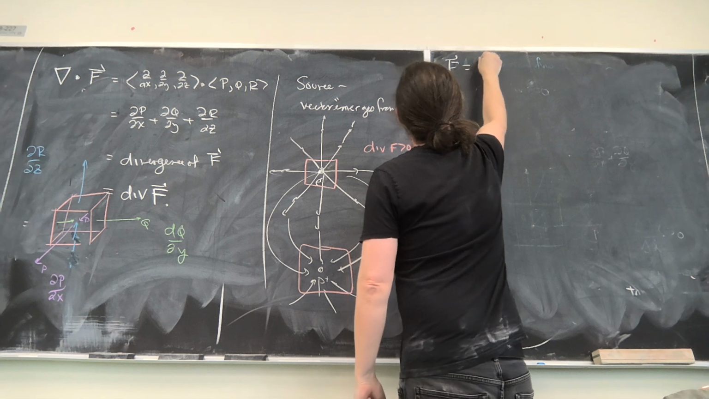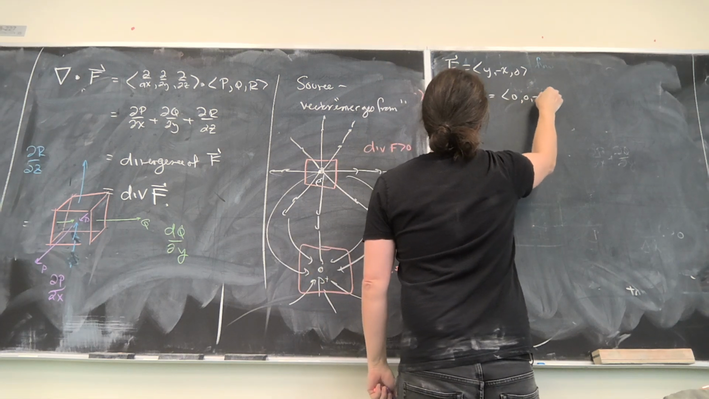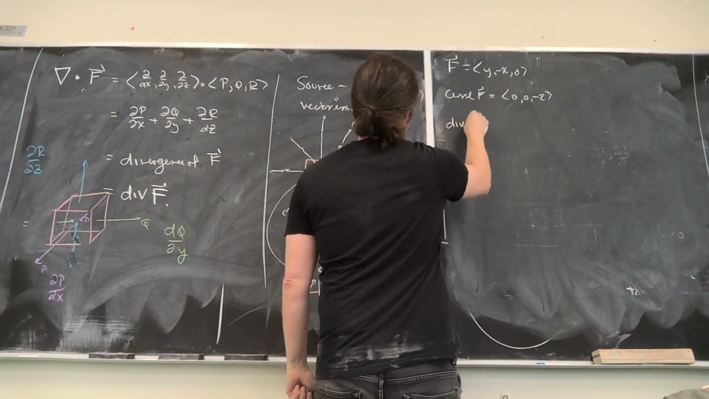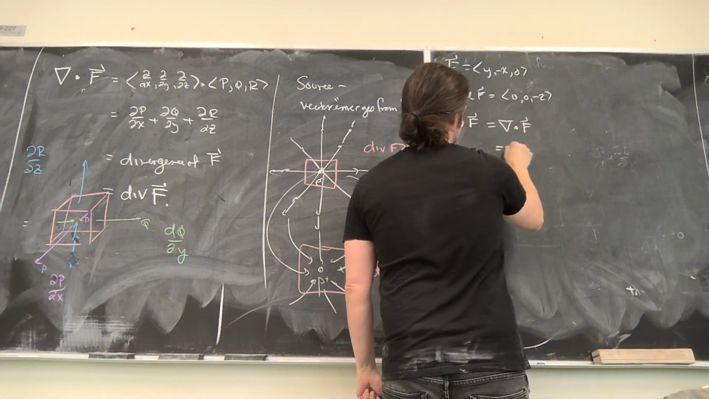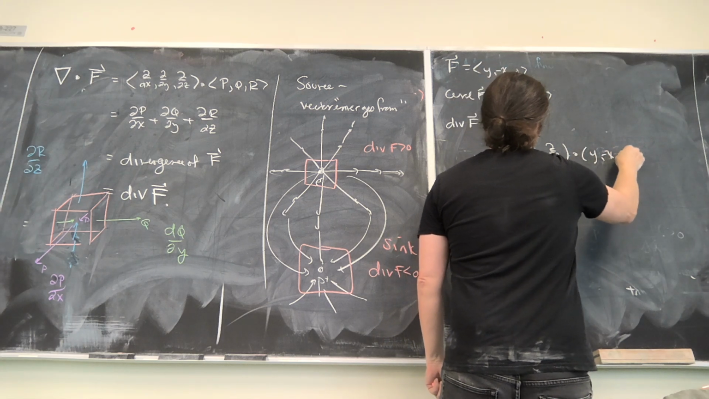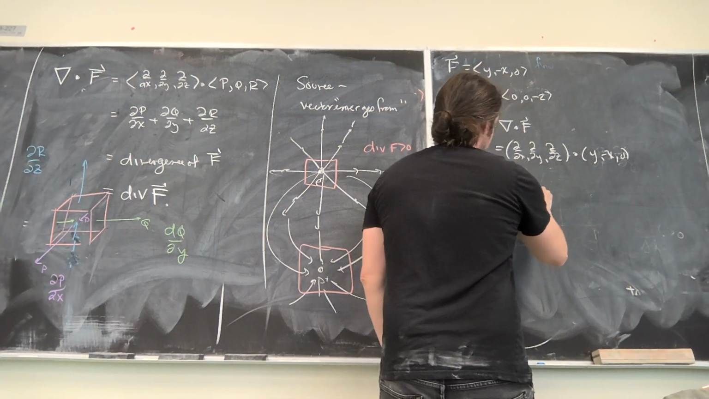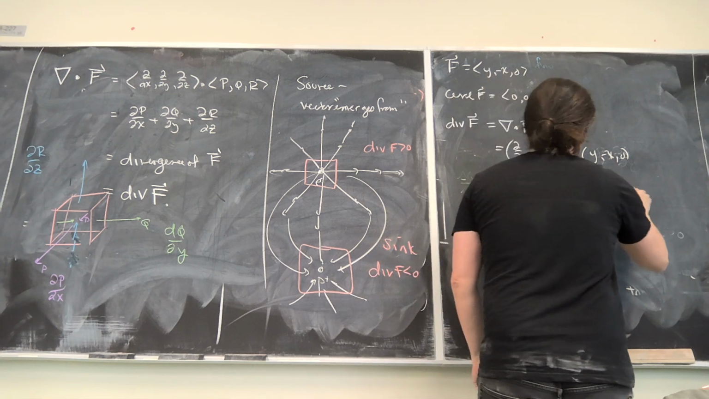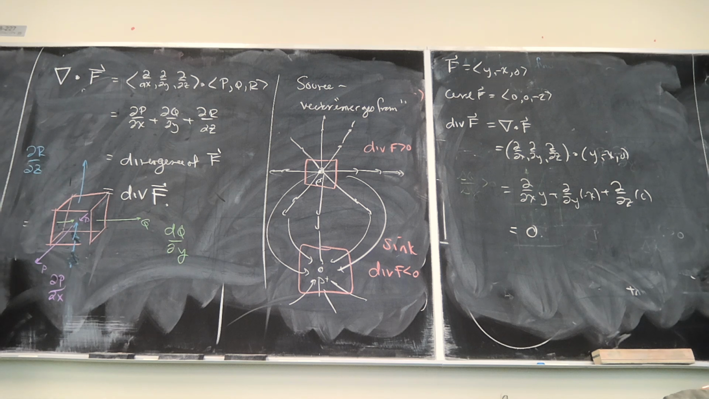So we already looked at the vector field f equal to (y, minus x, 0). And we already calculated that the curl of f turned out to be (0, 0, negative 2). Let's look at the divergence of f. So the divergence of f is del dotted with f, which is (d by dx, d by dy, d by dz) dotted with (y, minus x, 0). And this is going to be d by dx of y plus d by dy of minus x plus d by dz of 0, which is 0. So this is a divergence-free vector field. So it has curl, but no divergence. Let's draw a picture and see if we buy that.